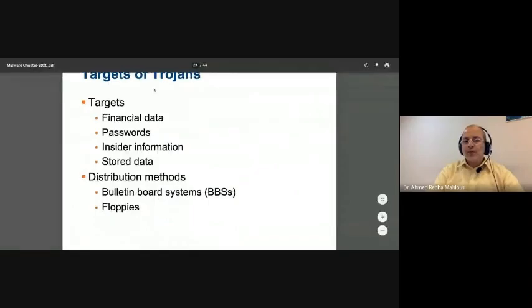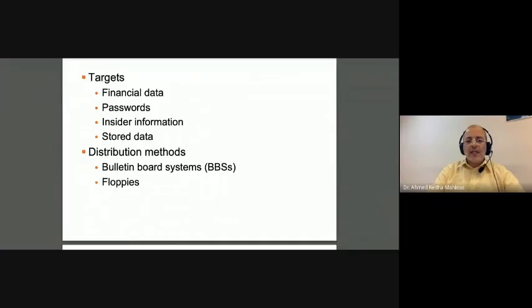Targets of Trojan, as we mentioned, are financial data, passwords, and insider stored data. We have already talked about that one. And for distribution, they can be distributed through a bulletin board system. Within an organization, sometimes within a company, they will have news that will be sent to the employees, and they can use that method to attach themselves and be distributed to all employees of that company, or through floppy disk or USB, which are physical devices that you can transport and move from one device to another.